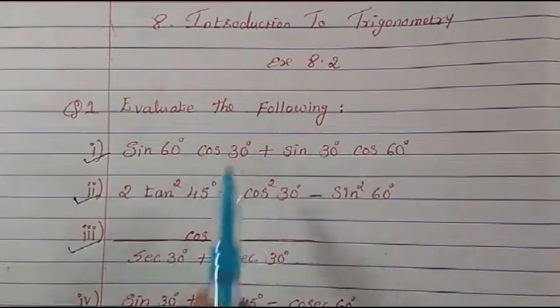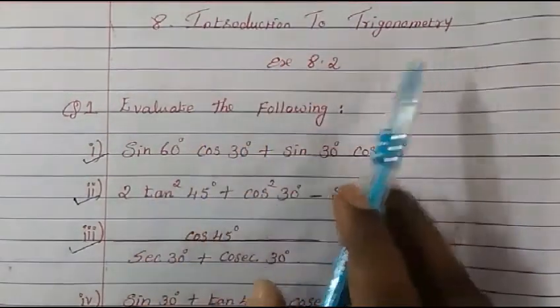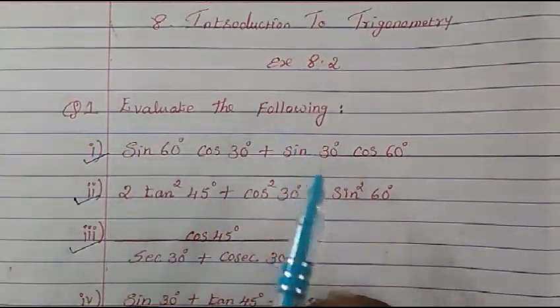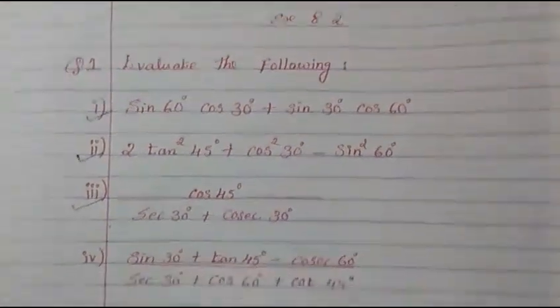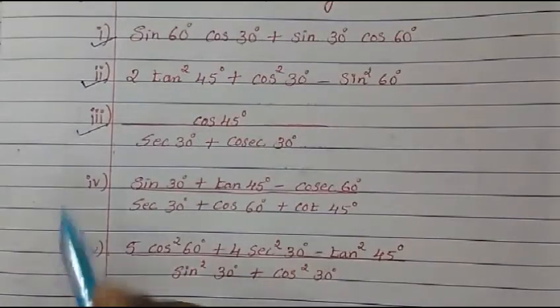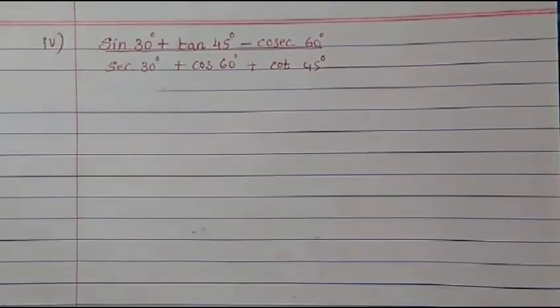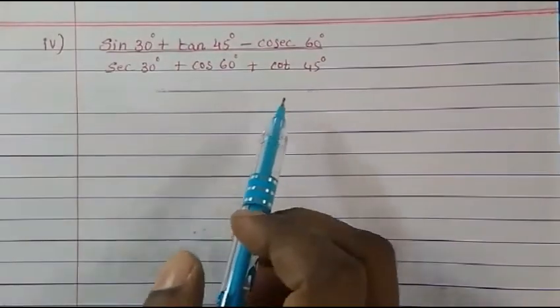Today we are going to study Chapter 8, Introduction to Trigonometry, Exercise 8.2. Question 1, evaluate the following. Already we have done the 3 parts of this sum. In this video, we will see the 4th part of the sum. So the fourth part of the sum is here.